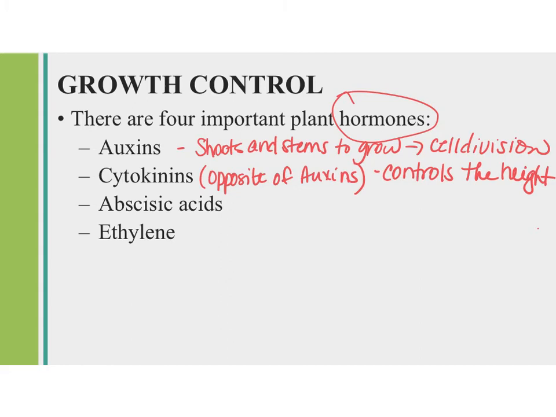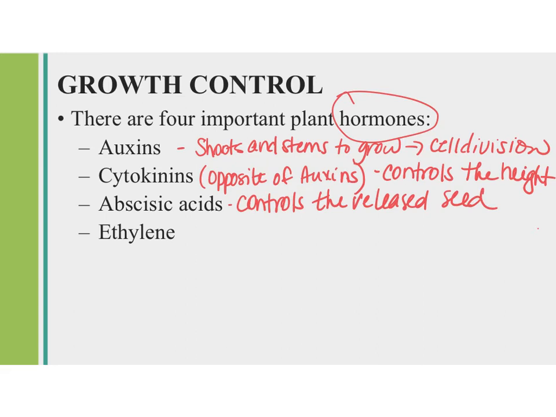Abscisic acid, let's just call this the acid group. And this group actually prevents the seeds from sprouting before they are released. So it controls the release of the seed, is how we will sum that up. It controls the release of the seed. In other words, it keeps it from releasing too soon or too late.